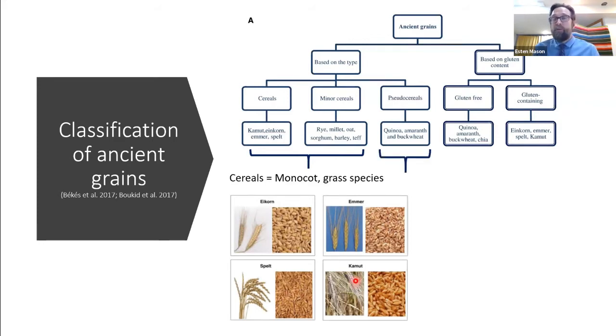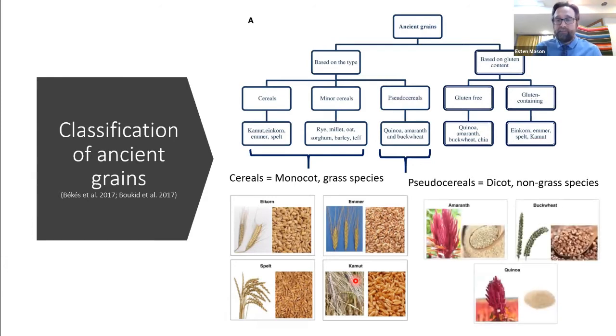And then you have this other group that we refer to as pseudo cereals that have really grown in popularity. They have really high quality protein. And these would be dicots. They're non-grass species, but their seeds do have some of the same starchy characteristics that we see in cereals and we need for baking and processing. So that'd be things like amaranth, buckwheat, and quinoa.